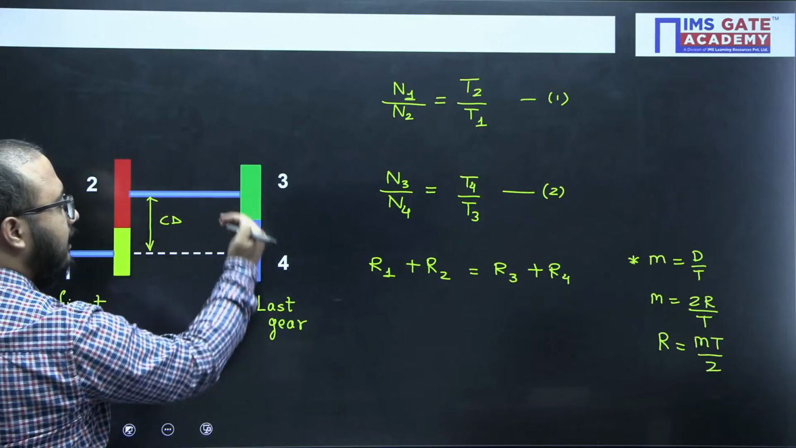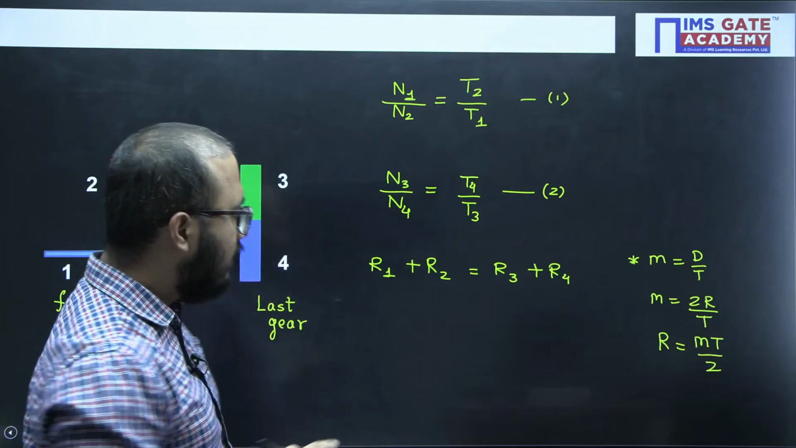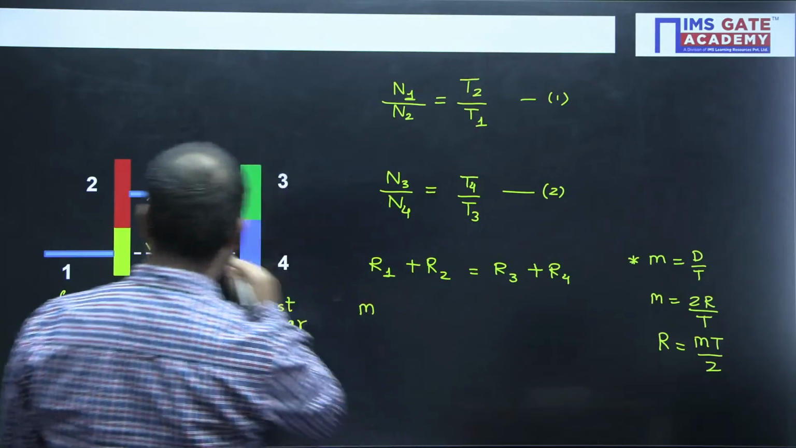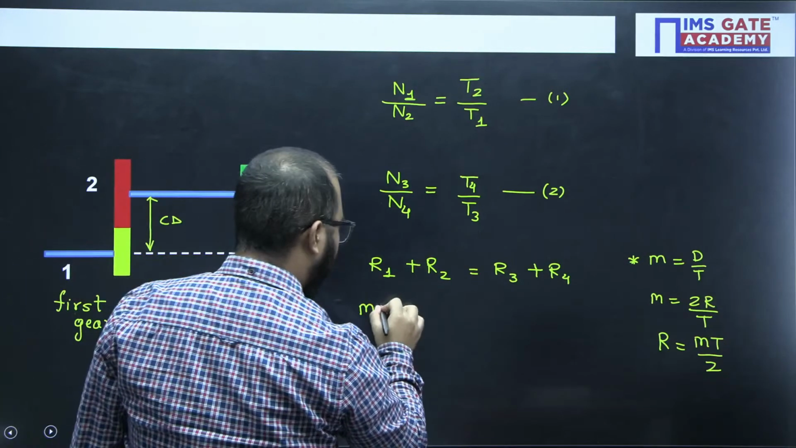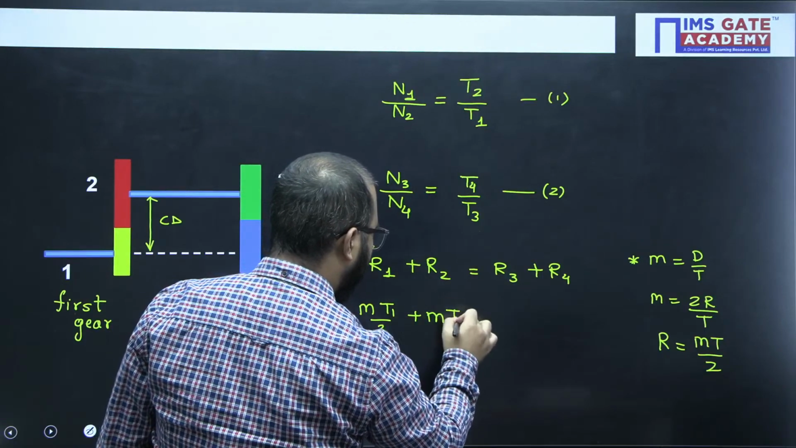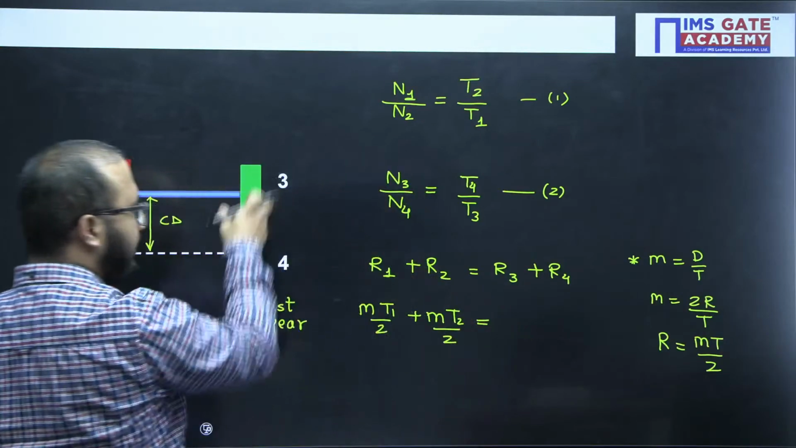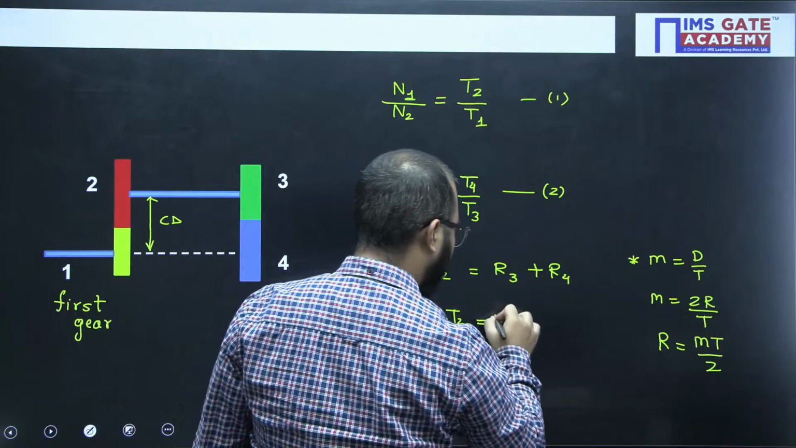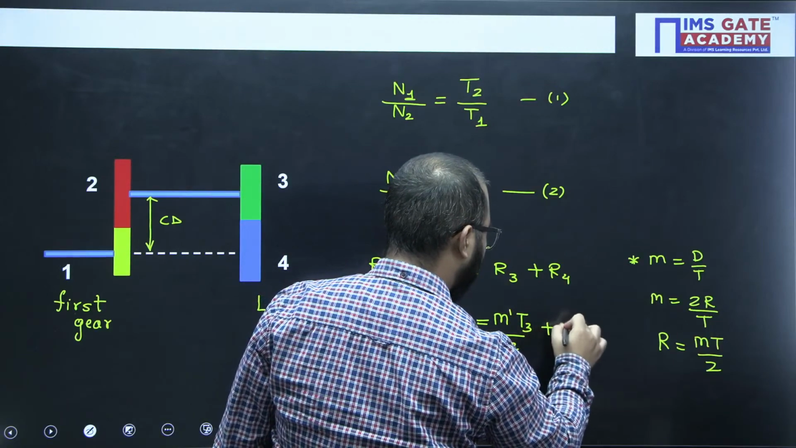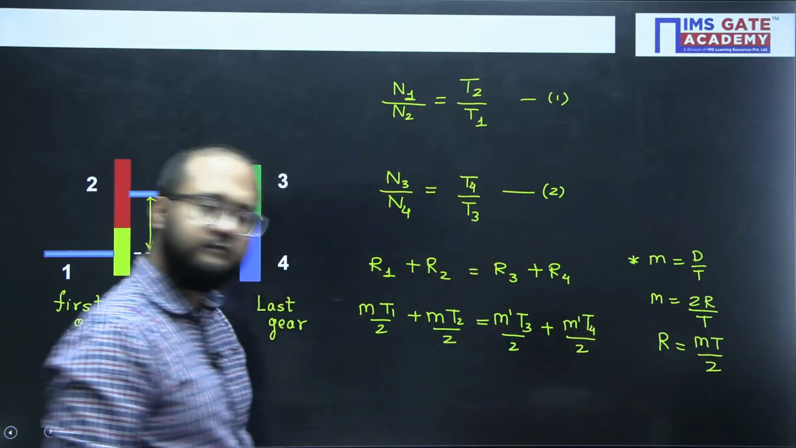Similarly, gear 3 and 4 are in meshing, so they will definitely have the same module. Okay, so we can write it here. Let's suppose the module of gear 1 and 2 is M. So M T1 by 2, M T2 by 2. Here let's suppose the module of 3 and 4 is M dash, for example, M T3 by 2, M dash T4 by 2, like this.